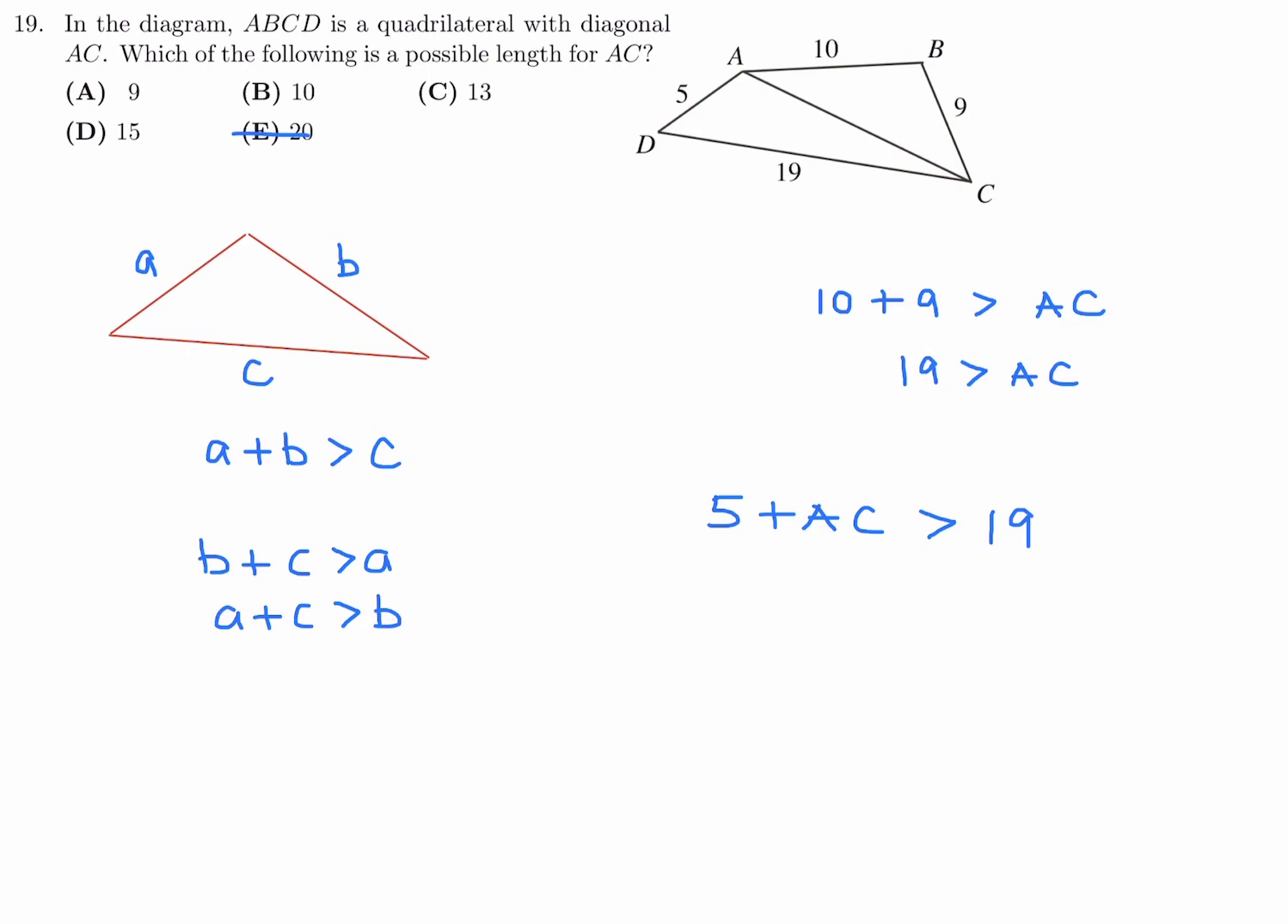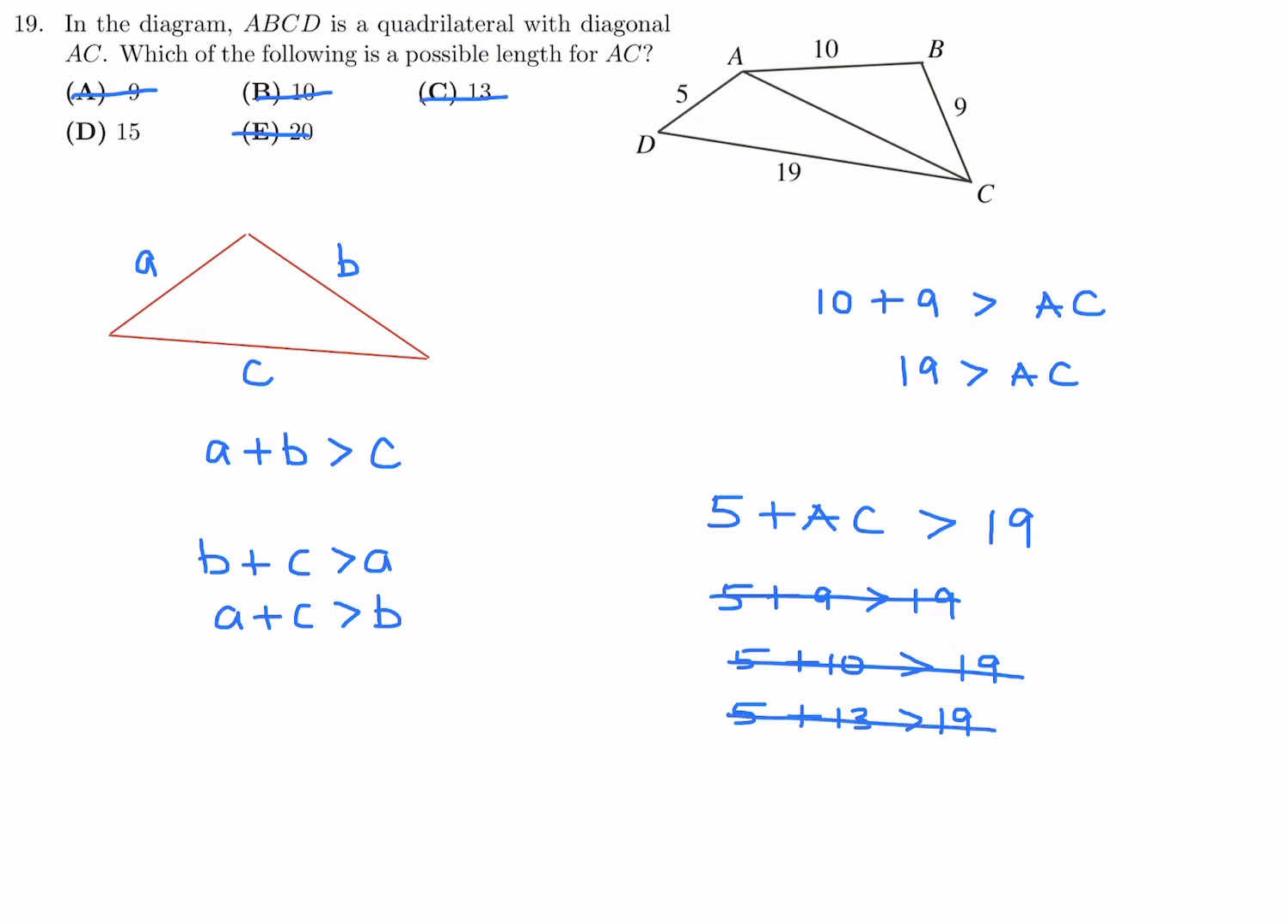So now let's go through the answer choices. If AC is 9, 5 plus 9, is that greater than 19? Well, no, because that's 14. 14 is not greater than 19. So that's no good. How about 10? 5 plus 10 is 15, and that is not greater than 19. How about 13? 5 plus 13, is that greater than 19? No, because it's 18, and 18 is not greater than 19.